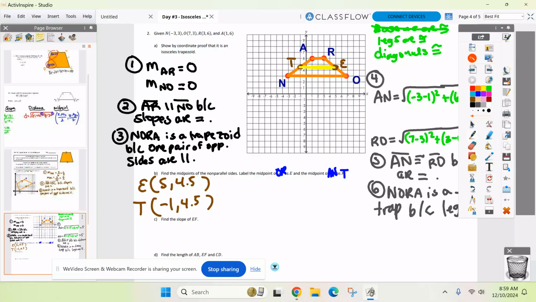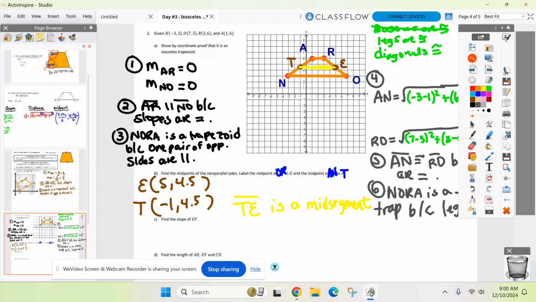We have a new vocabulary term for that one. When you join the midpoints of the non-parallel sides in a trapezoid, that's called a, ready? Midsegment. And if you're ever confused, it's right in the name. It's a segment, mid for midpoints. It's a segment joining the midpoints. All right, and it has to be from the non-parallel sides.